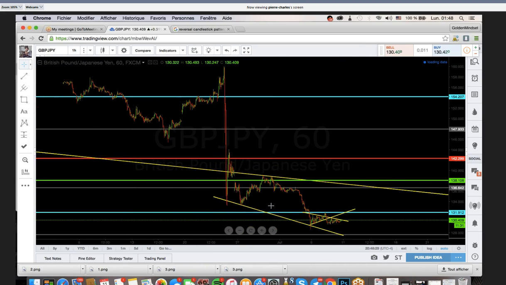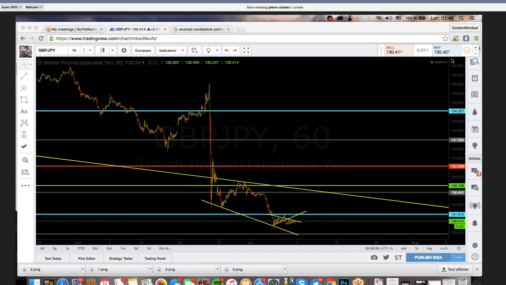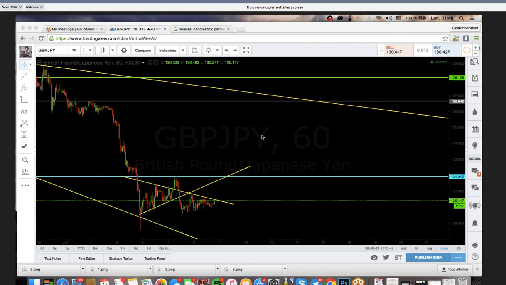And this is the difference between what I was doing when I used to trade and now, is that I wasn't using those trend lines. And so I had bad entries.